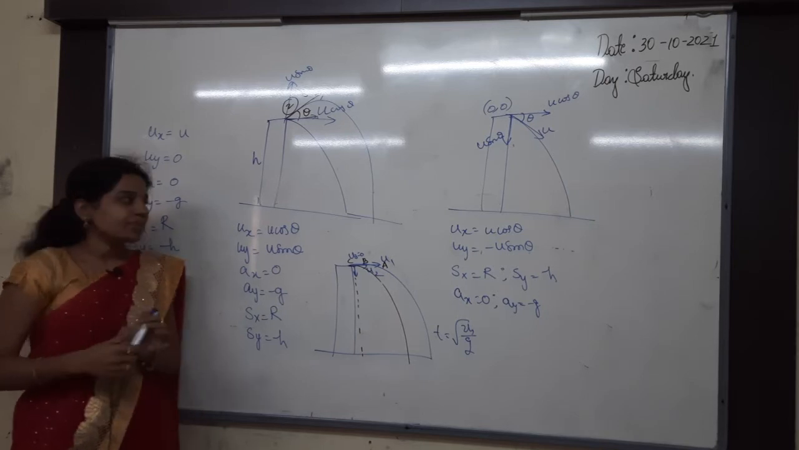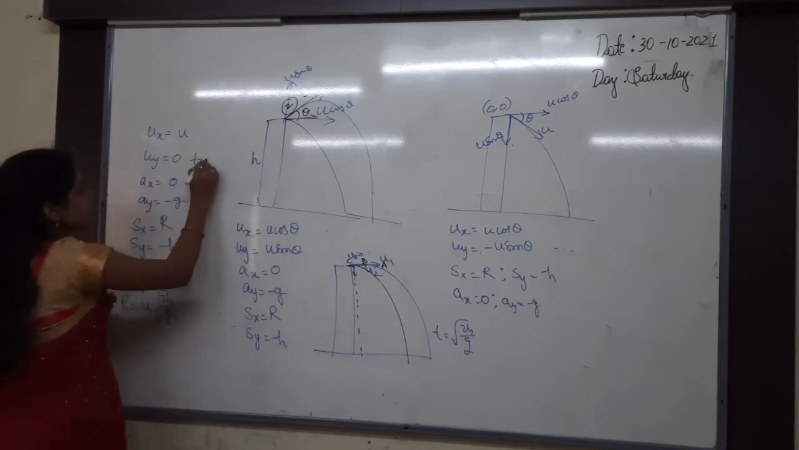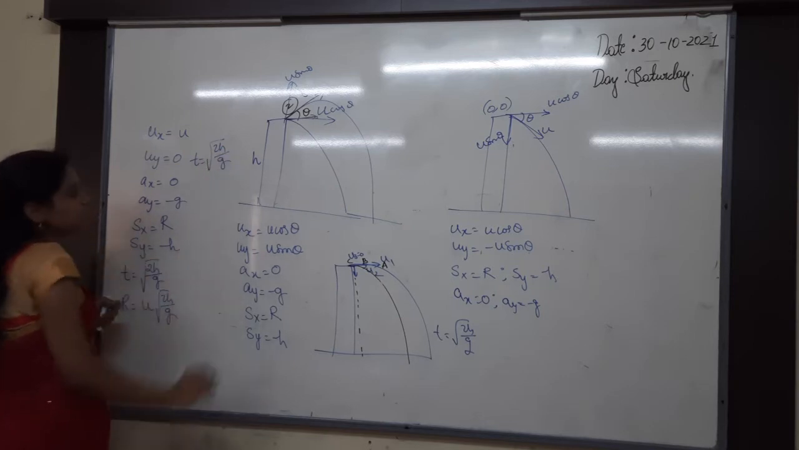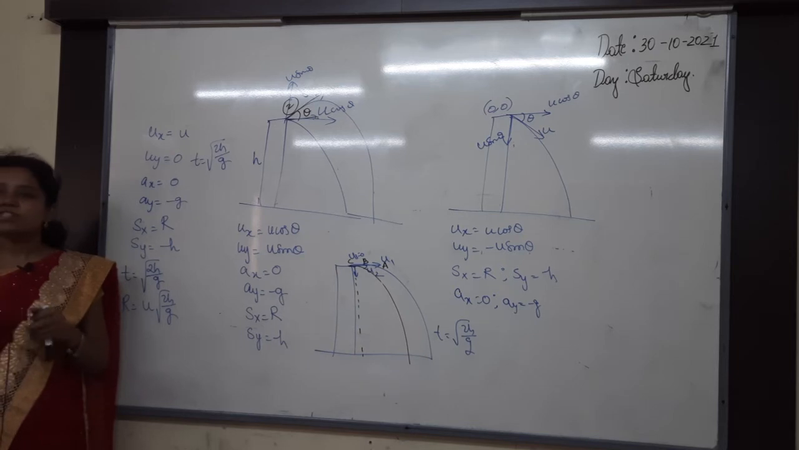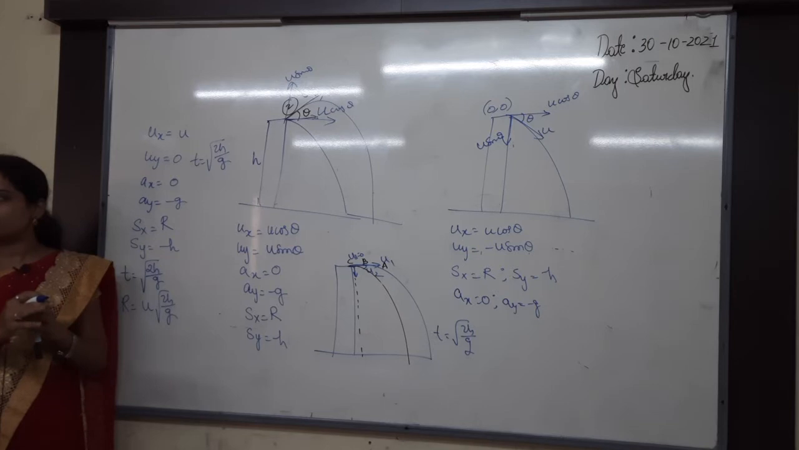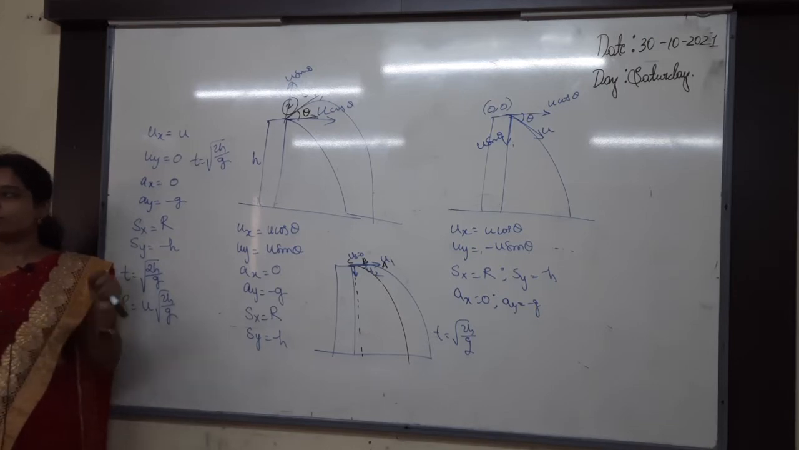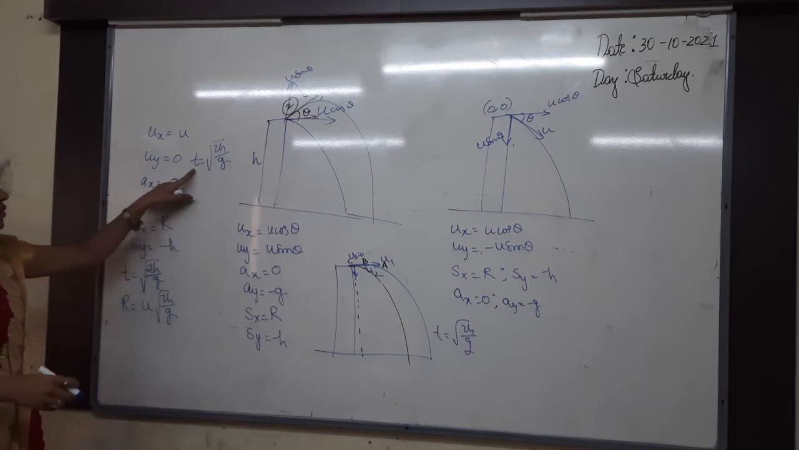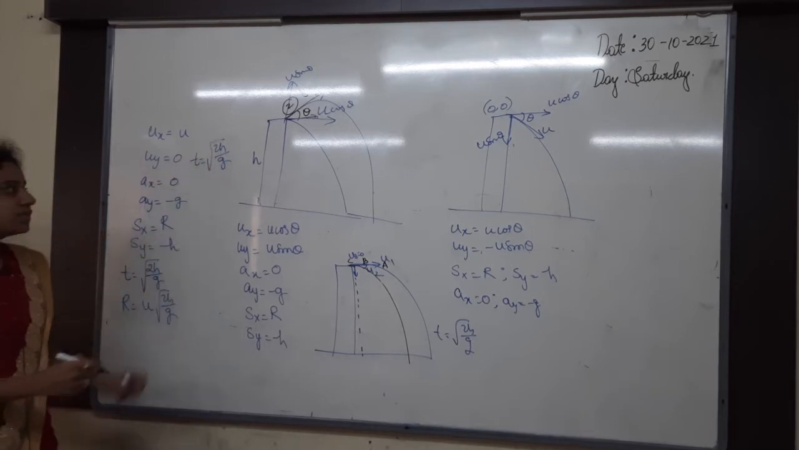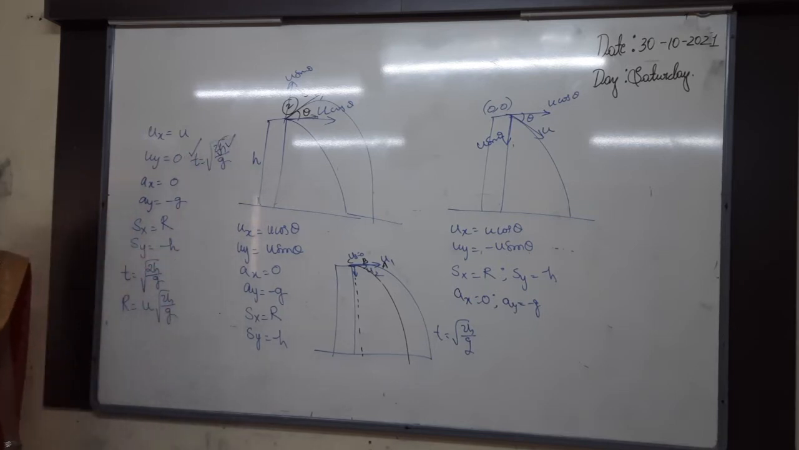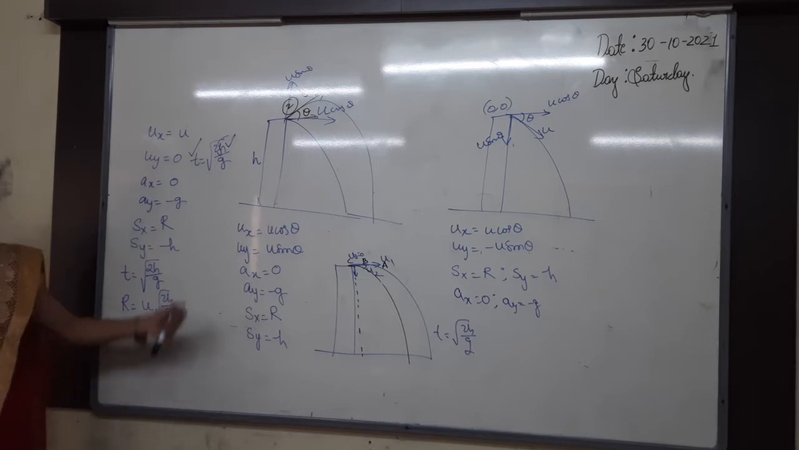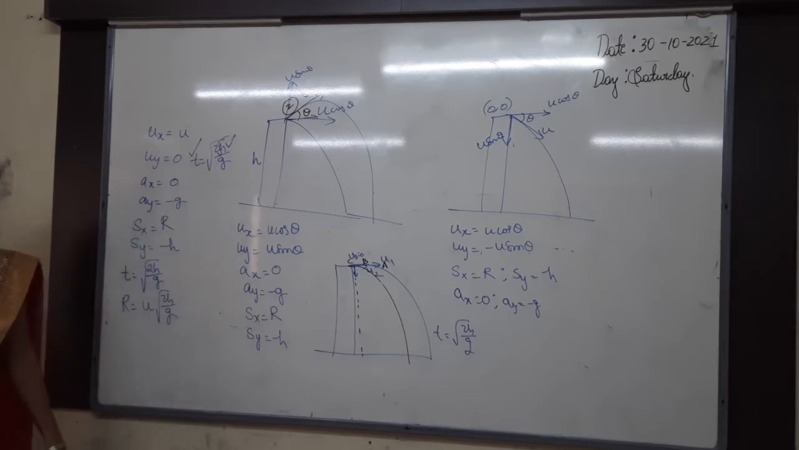Why? Because time does not depend on the mass. T is equal to what is the formula? Under root 2h by g. Time does not at all depend on the mass. So which has heavier mass? The cricket ball has more mass and the cotton ball has less mass. People will think that the one with more mass will reach the ground first, but that will never happen. T is equal to under root 2h by g, so T is directly proportional to under root h only. It does not at all depend on the mass. So both will reach at the same time.